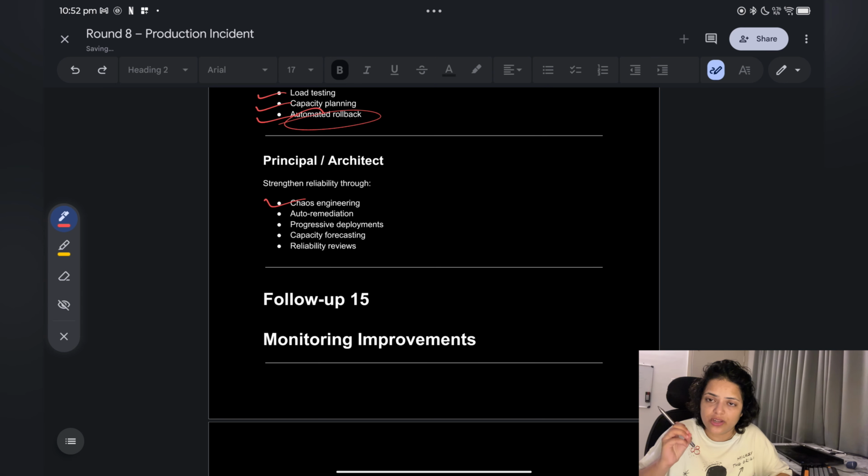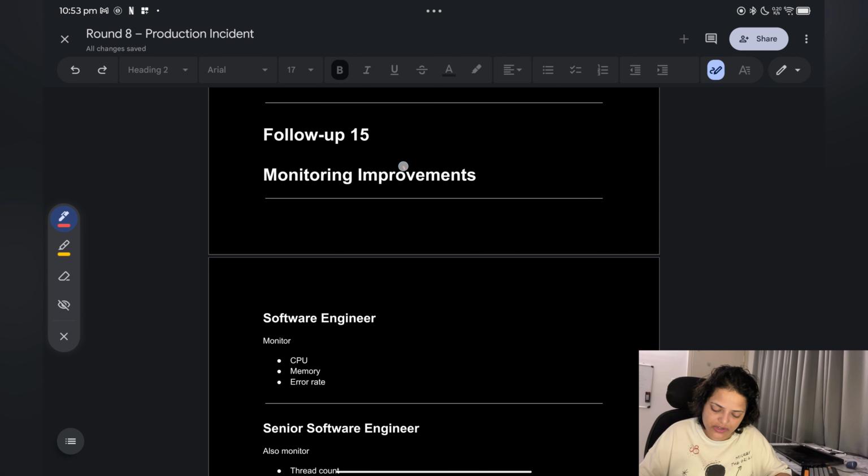Okay, you are intentionally adding failure into the system to check whether it is failing or not, and how you will handle it, then auto remediation, and then progressive deployment, capacity forecasting, and reliability reviews.